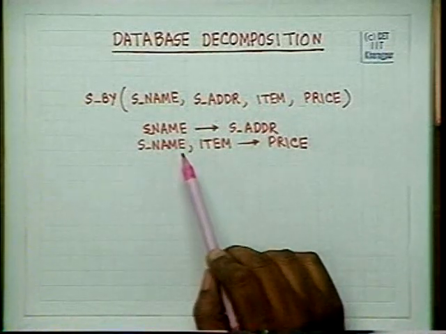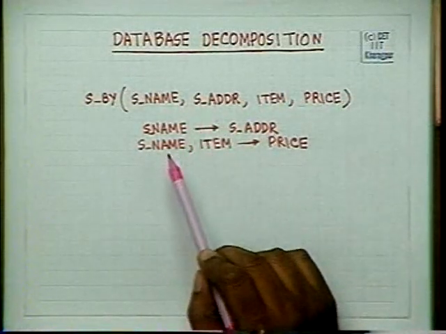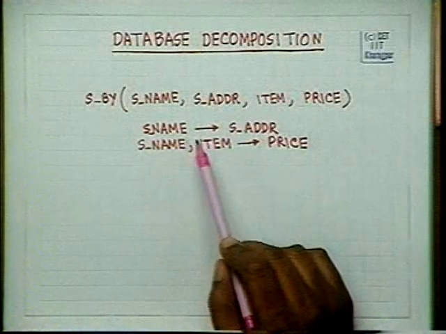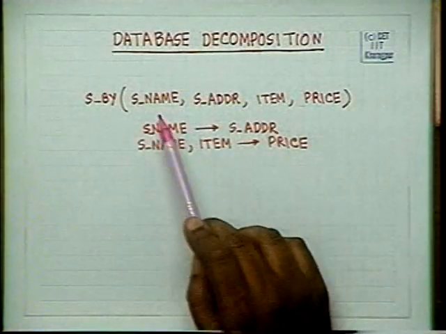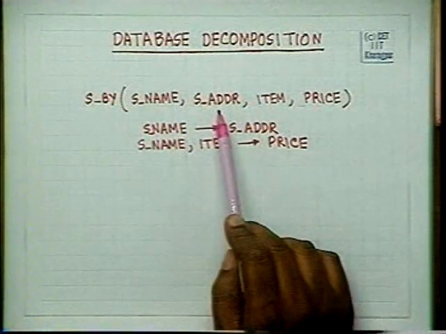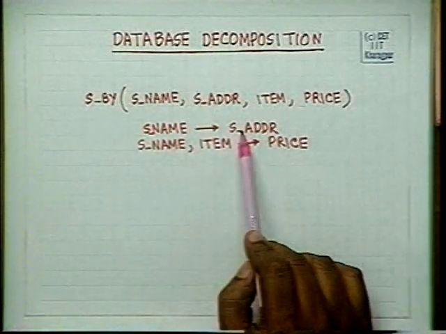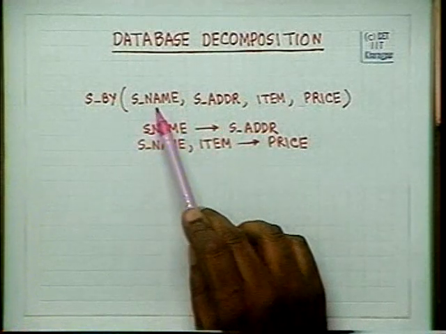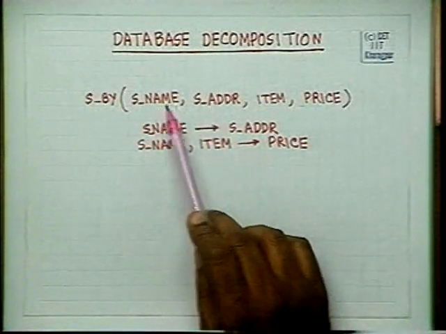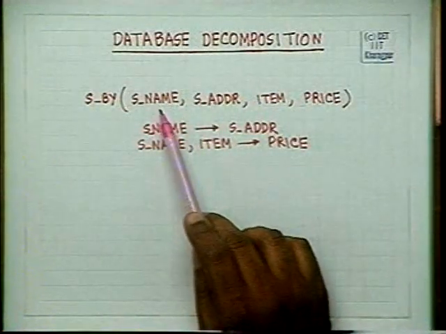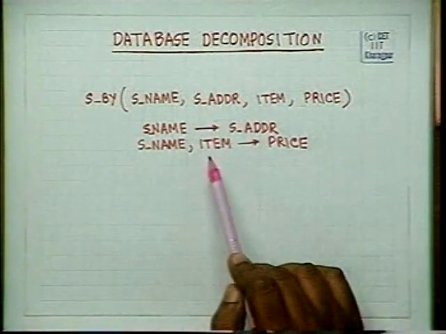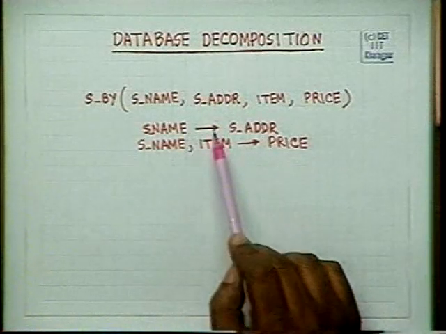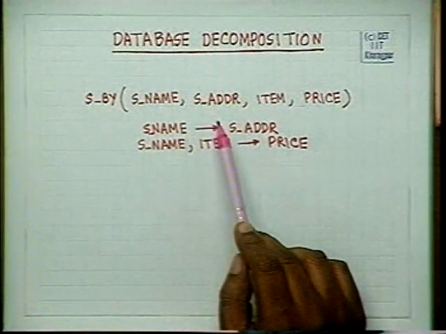Based on this, we were trying to study what sort of redundancy comes into the picture in this relational scheme representation. We found that this dependency of name and address means that whenever the name is the same, the address will be the same. Suppose supplier X supplies 20 items, then this address will be repeated 20 times, and it appears a bit redundant to have this information.